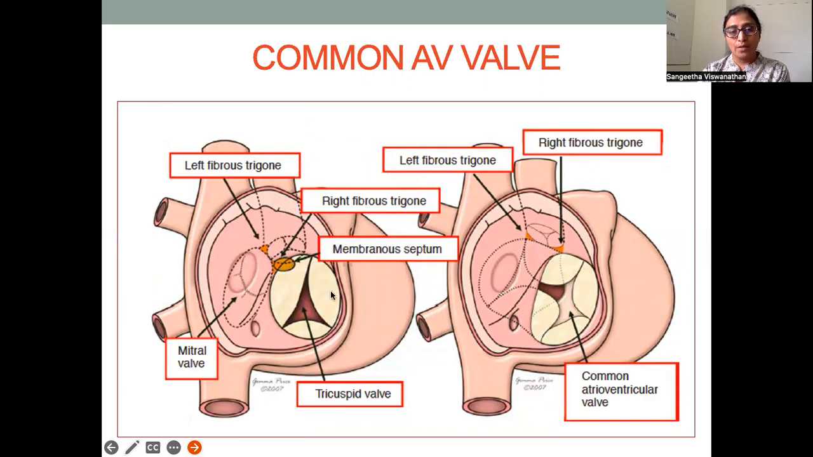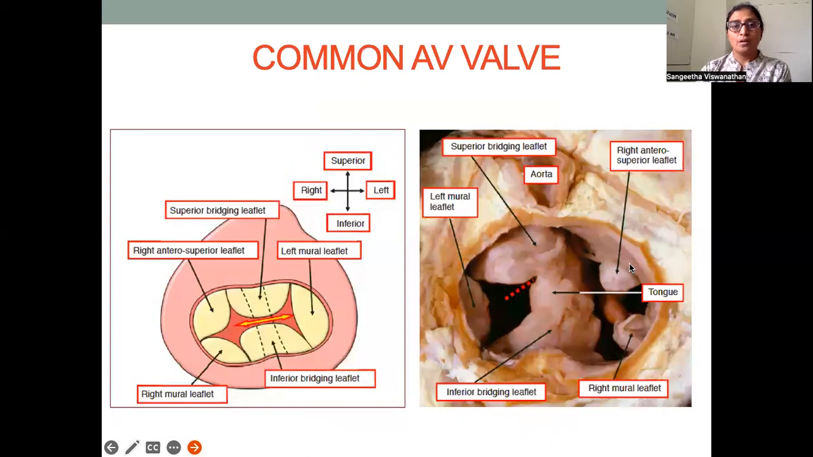So this is the usual AV valve where you have tricuspid and mitral valves. But in the common valve, it is just one curtain of valve tissue. And you don't actually call it tricuspid valve or mitral valve. You just call it the left AV valve and the right AV valve. Okay. So here is a morphological demonstration of the same. Where you have the common AV valve, and when you see it from the atrial surface, this is the kind of appearance you get. You have thickened leaflets, and it's a curtain of leaflets across the AV junction.